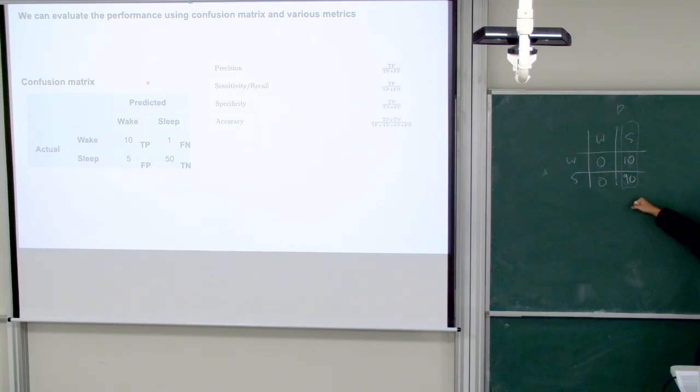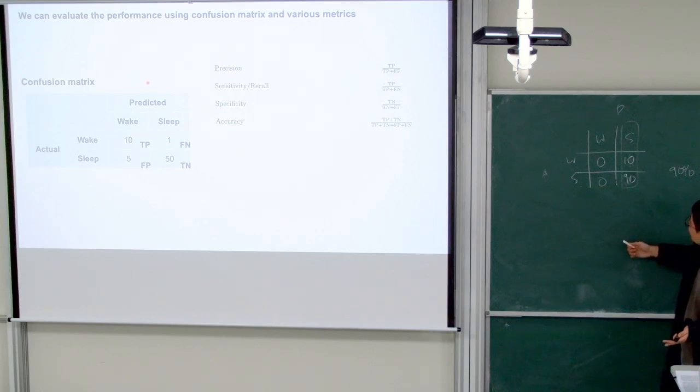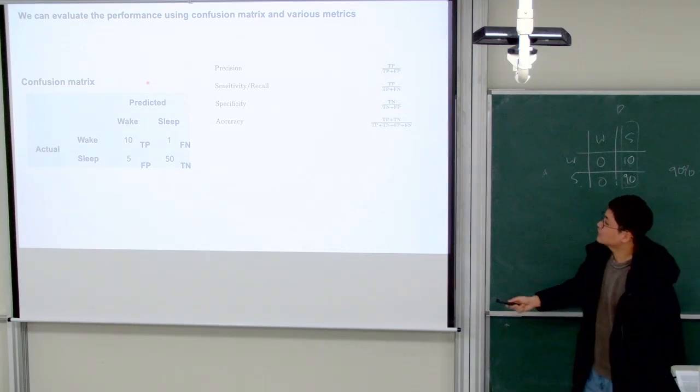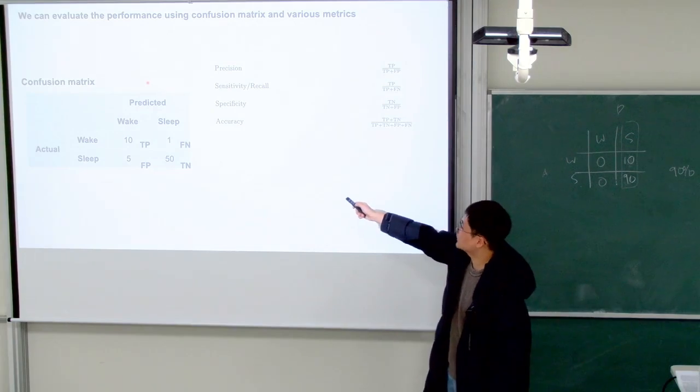So what would be the accuracy here? 0.9. Yeah, 90%. But can you really think that this is 90% accurate? We just predicted the whole thing as sleep. So we cannot say that this performs well, right? So in this sense, accuracy is not a good metric to evaluate performance. So that's why we need to consider other metrics, such as precision.